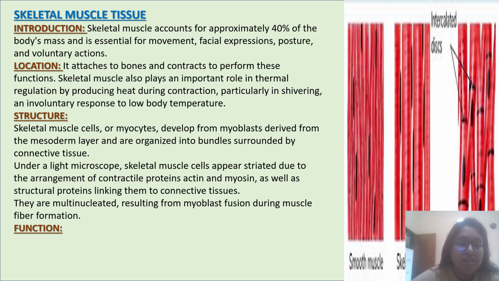Structure. Skeletal muscle cells or myocytes develop from myoblasts derived from the mesoderm layer and are organized into bundles surrounded by connective tissue. Under a light microscope, skeletal muscle cells appear striated due to the arrangement of contractile proteins, actin and myosin, as well as structural proteins linking them to connective tissues. They are multinucleated, resulting from myoblast fusion during muscle fiber formation.